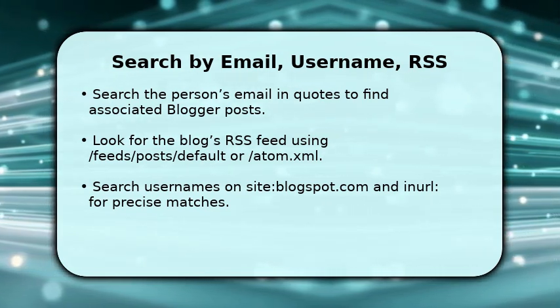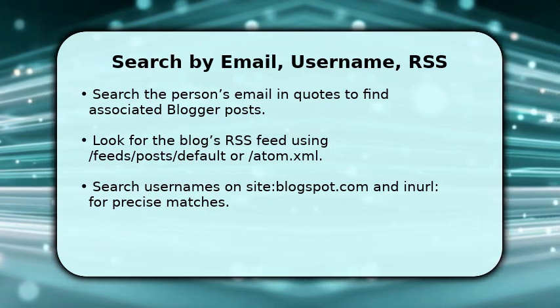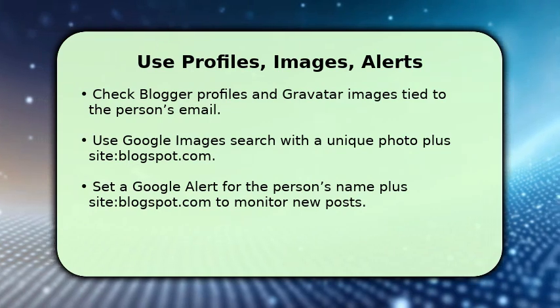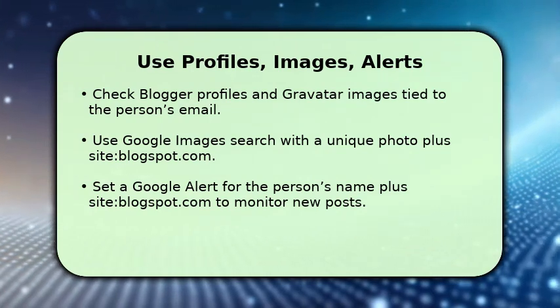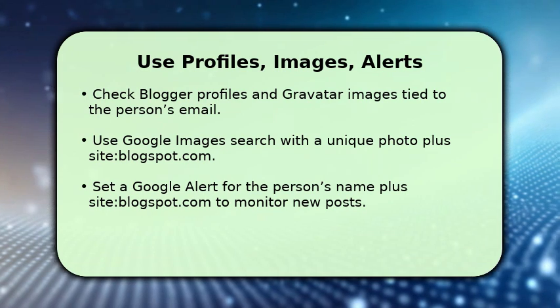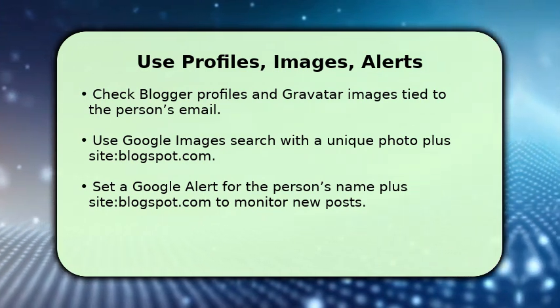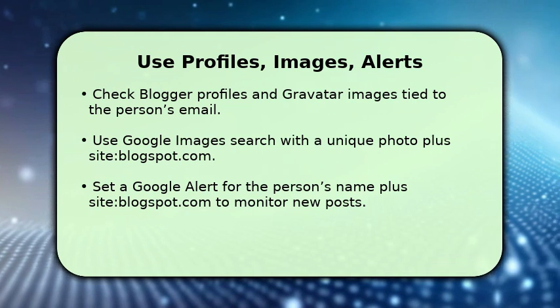Substitute nicknames or known project names in the same searches to catch alternate blogs. Also check Blogger profiles and Gravatar images that match the person's email address. Run a Google Images search with a distinctive photo file name or screenshot plus site:blogspot.com to find embedded images.